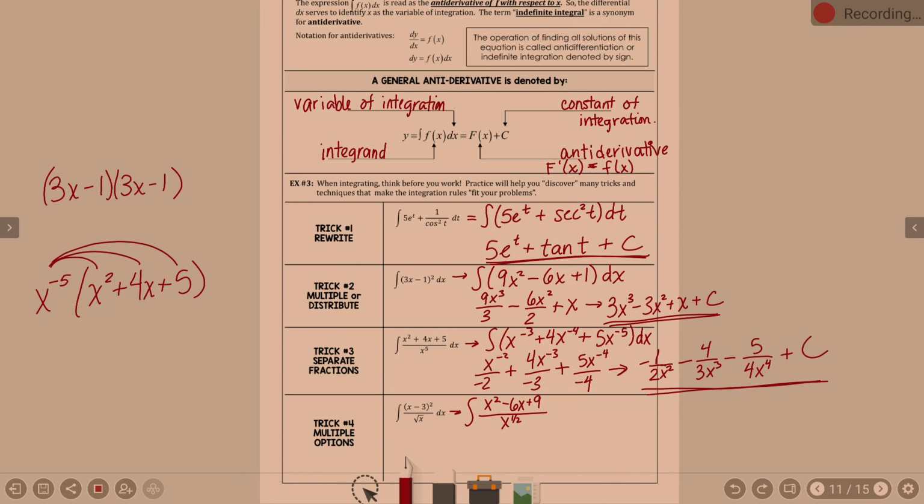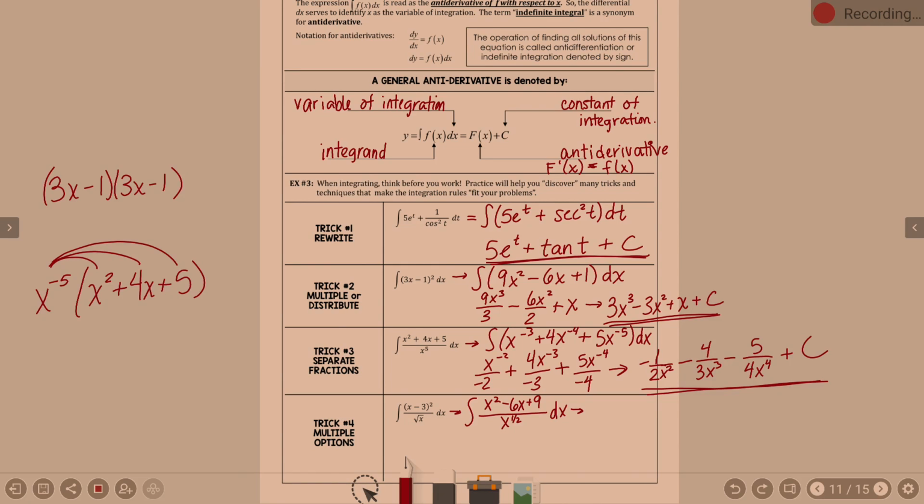Now, I kind of forgot my dx. Are we ready to integrate that? No, that's why this one says multiple options. We're using trick number 2, which is multiply or distribute. And now we need to use trick number 3, where you write this so it's not in one big fraction. So I personally am going to divide each term by x to the 1/2.